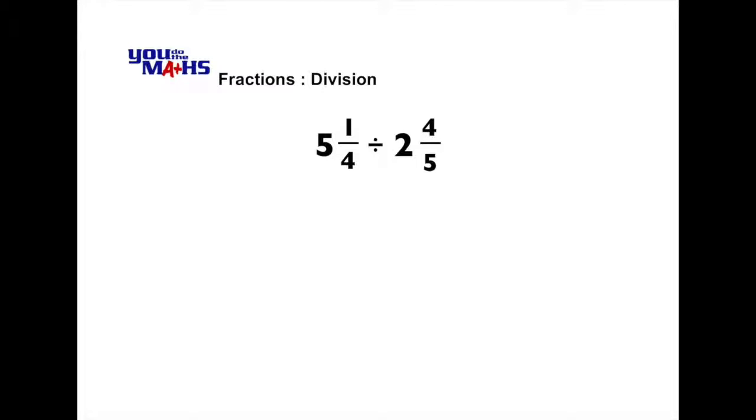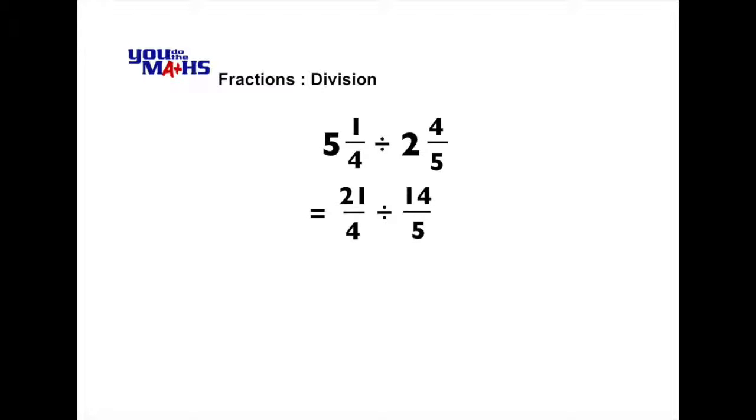We do that by multiplying the whole number 5 by the denominator 4, and that's 20. Adding on the 1 on the top makes 21. And for the second fraction, 2 4/5, we multiply the whole number 2 by 5, and we end up with 10, adding the numerator 4 to get 14.